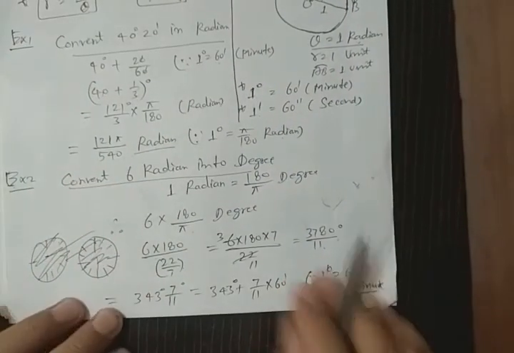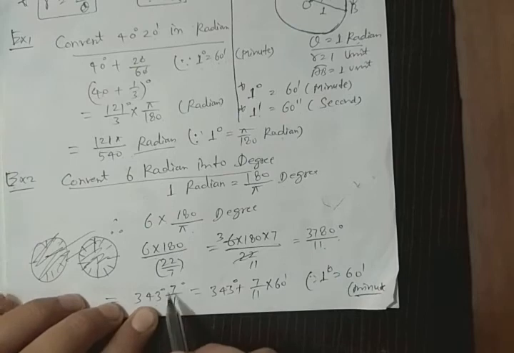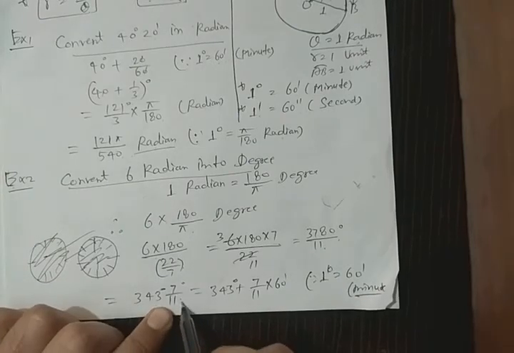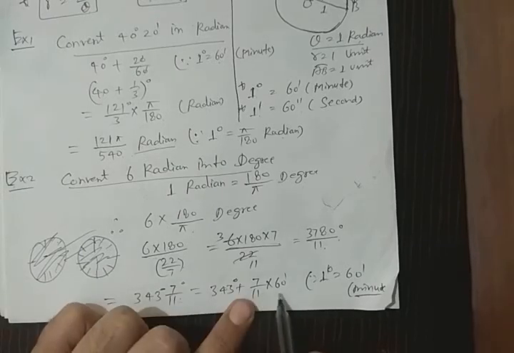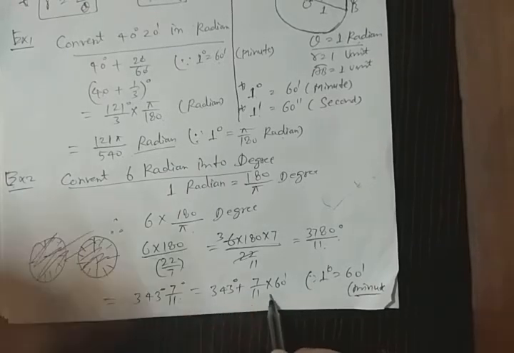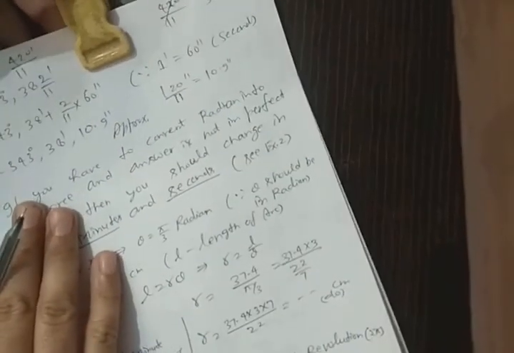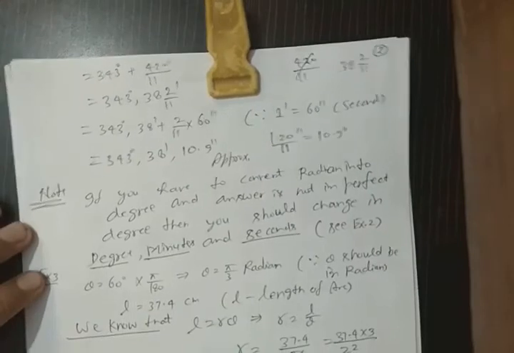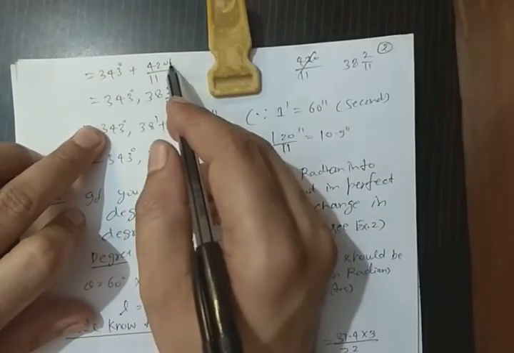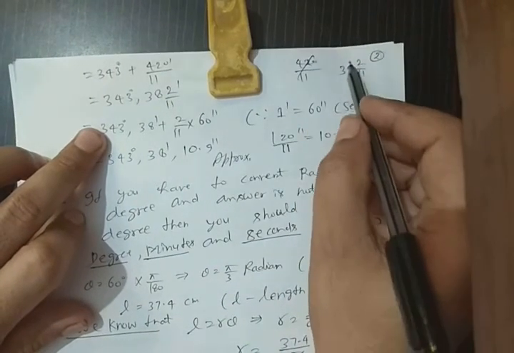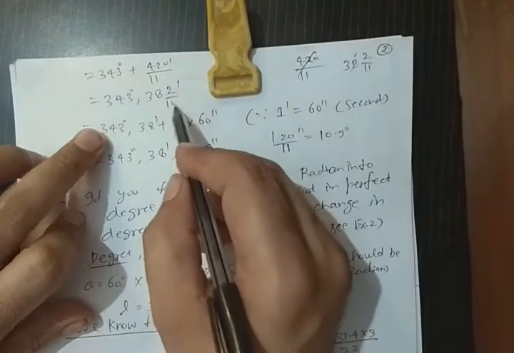Divide it by 11. So 343 is the complete degree and 7 upon 11 is the fractional part. So the fractional part is converted into minutes. We multiply it by 60, then it becomes minutes. So 343 plus 420 upon 11 minutes; divided by 11, it becomes 38 in minutes and 2 upon 11 fraction.